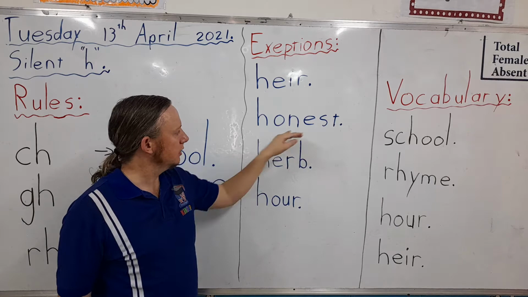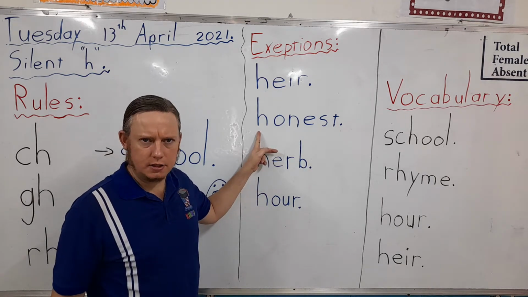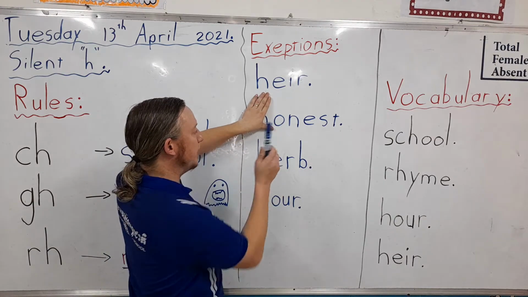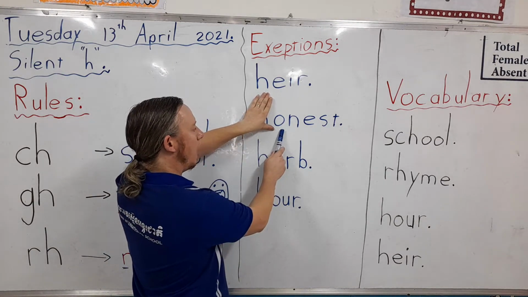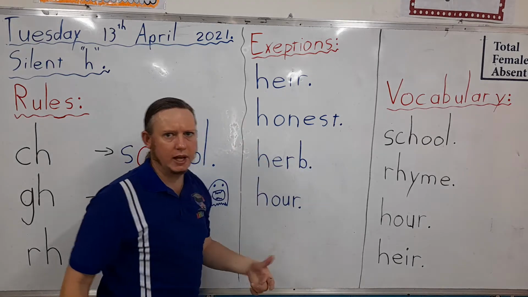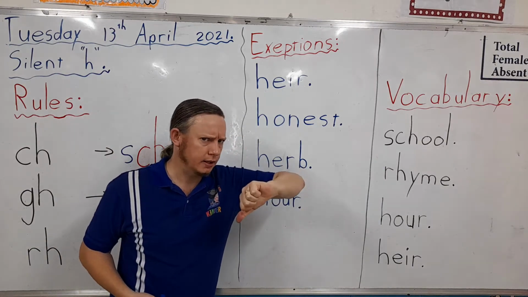Honest. We do not say honest. This H becomes silent. We sound the first letter that we hear. Ah for octopus. Honest. Okay, when somebody's honest, means they're telling the truth. They are not lying. They are honest.